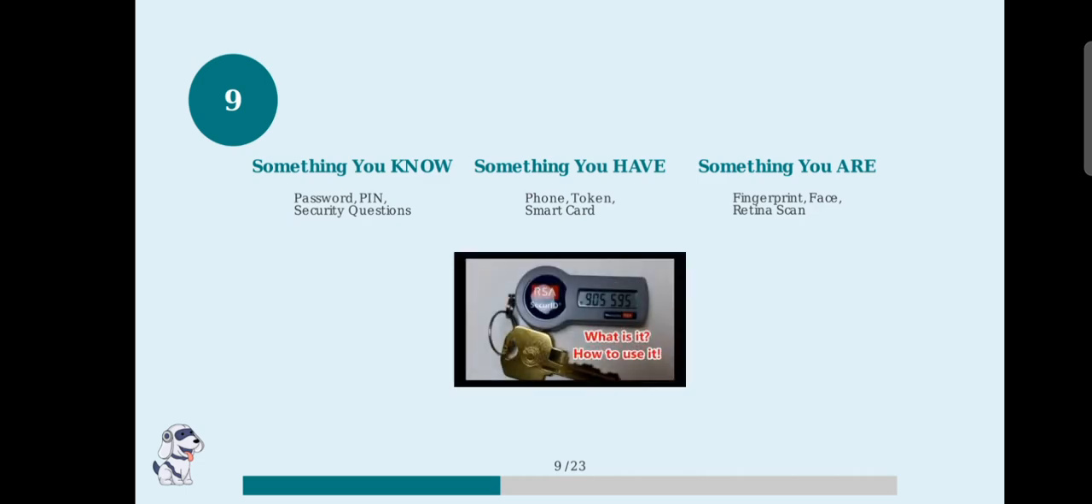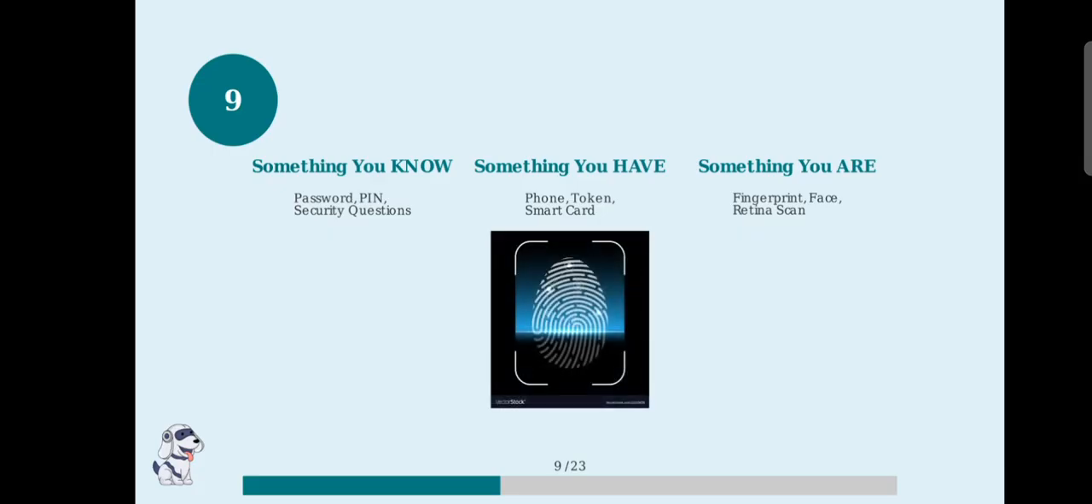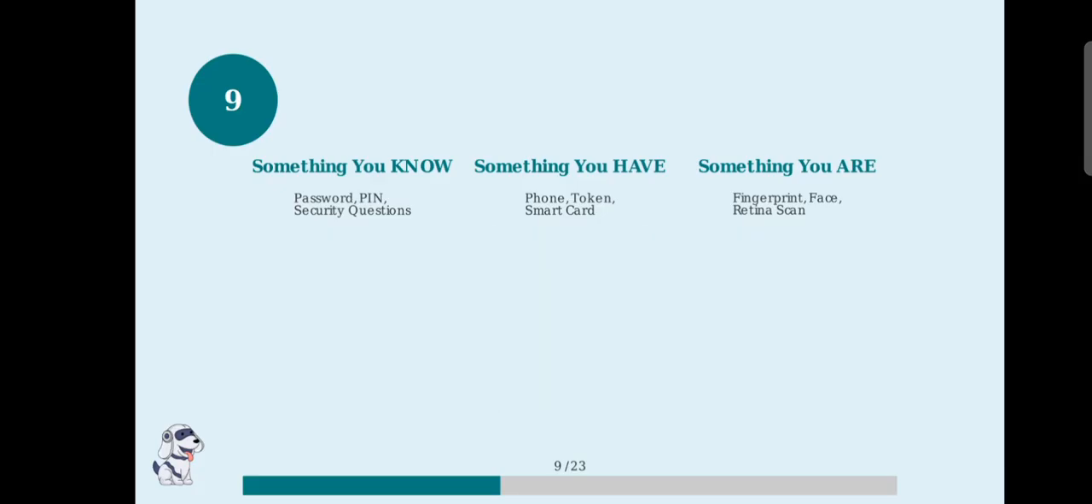Let me show you some real examples. Here's an RSA SecurID token, which generates time-based codes that users must enter along with their password. Biometric authentication uses unique physical characteristics. This fingerprint scanner represents the something you are factor, providing highly secure identification based on your unique biological features.